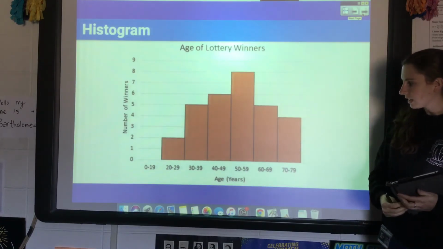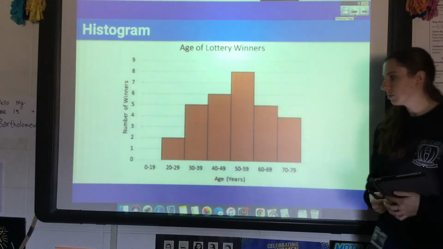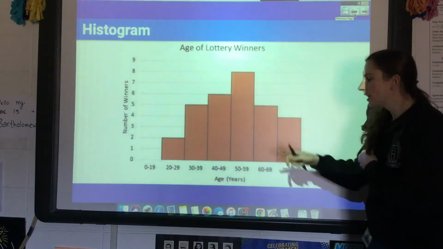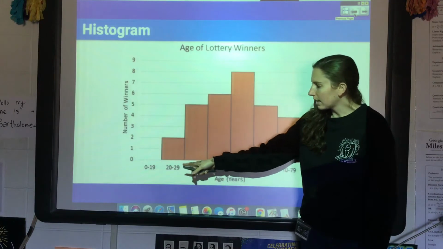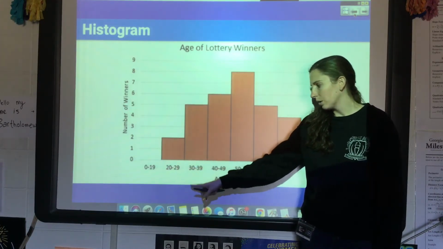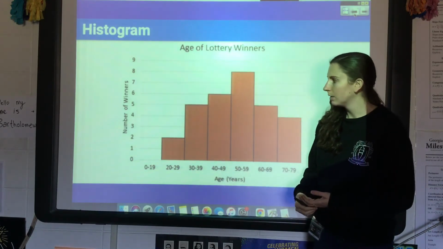Here is another histogram, and I just want to show you sometimes it might be a little more clear about the categories. So for example, on this one you don't have to worry about the whole bumping up thing, because it just says, all right, this interval is going to be from 20 to 29, and then this one's going to be 30 to 39. So as long as they're whole numbers, this will work.